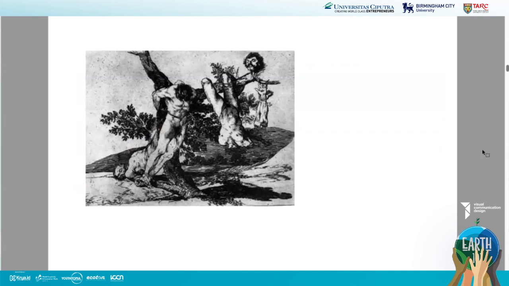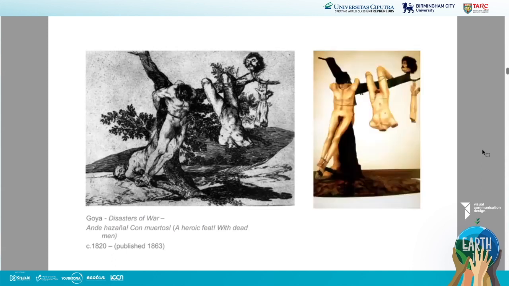Some of these are slightly disturbing, but they're of their time. So this is a man called Goya. This is Goya's Disasters of War. And these are etchings. So this is before photography, before any methods of recording. And what he's done is he's showing the aftermaths of war. So these were published in 1863, a whole series of these etchings.